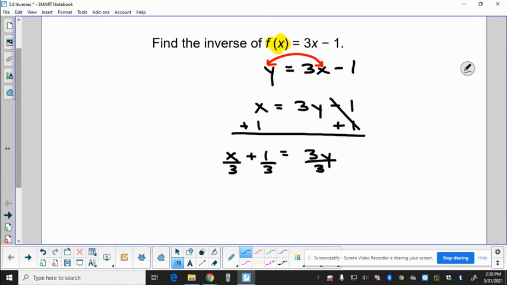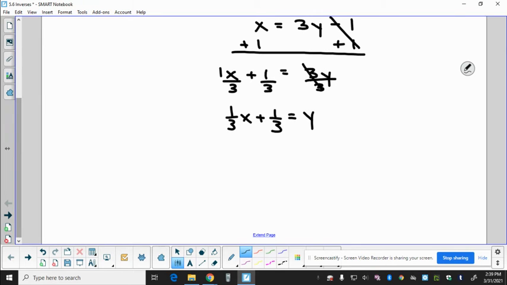And you could, of course, write this any way you want to. But what I have here is basically 1/3 x plus 1/3 equals y. At that moment, we actually have the inverse, but there is a certain notation for inverse. So I would say this would be the last step. I'm just going to move this y over here and reverse the order of my equation just for looks. But instead of writing y, there is notation for an inverse, and it is this. That's your notation for an inverse.